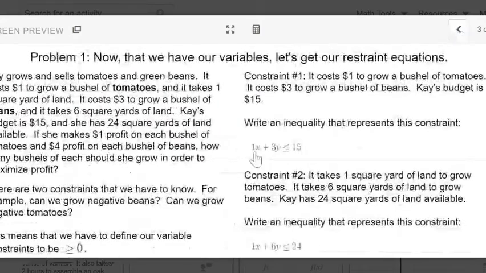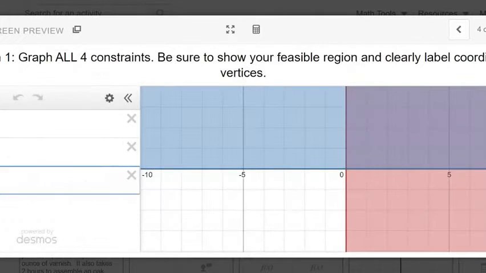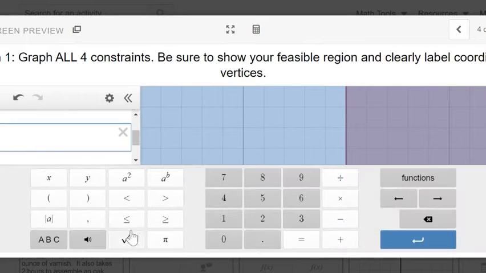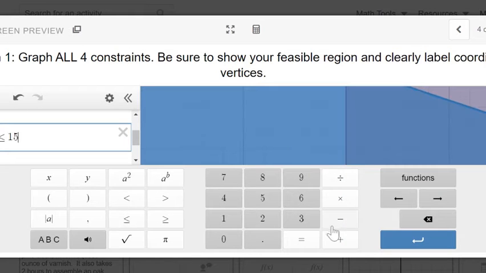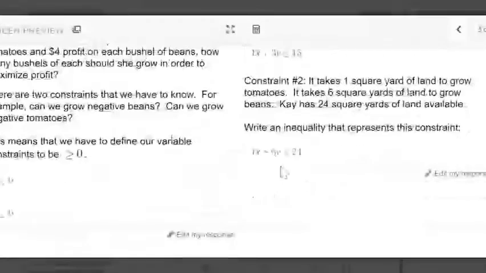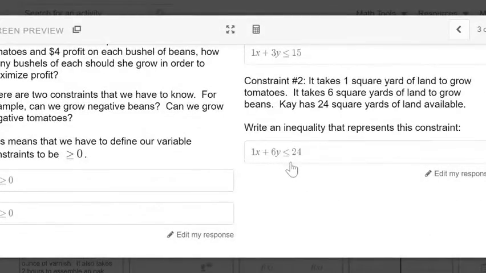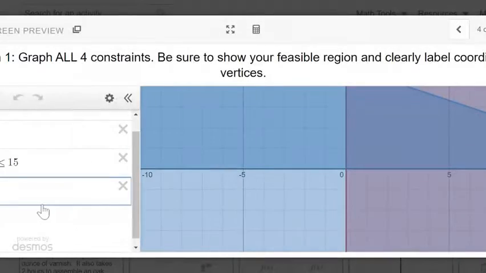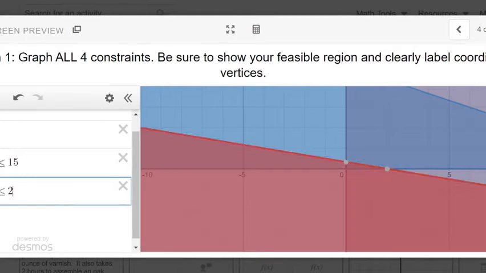My third one was 1x plus 3y is less than or equal to 15. Right, and my last one is 1x plus 6y is less than or equal to 24.